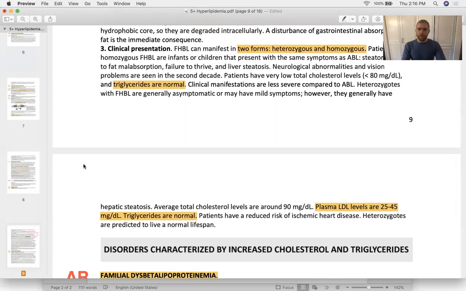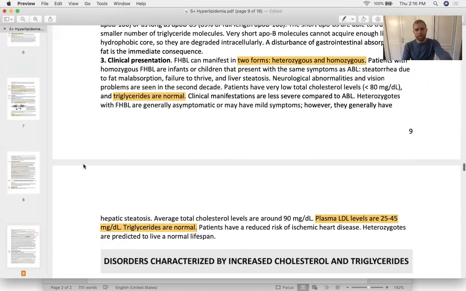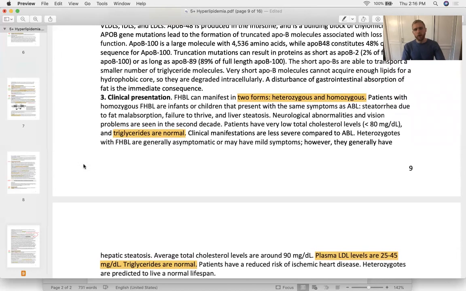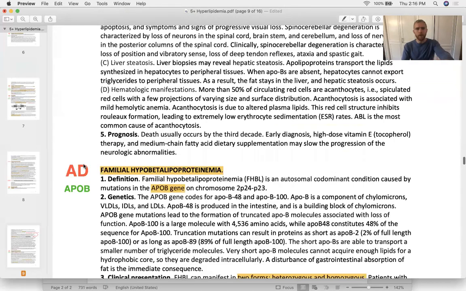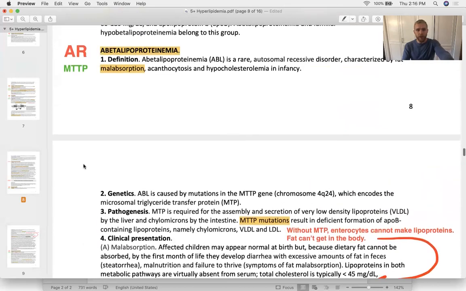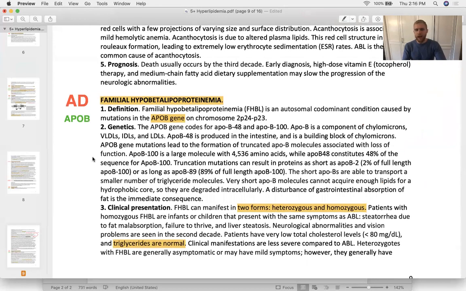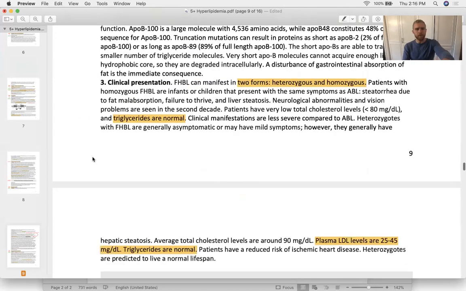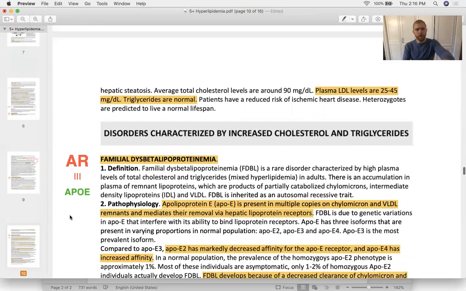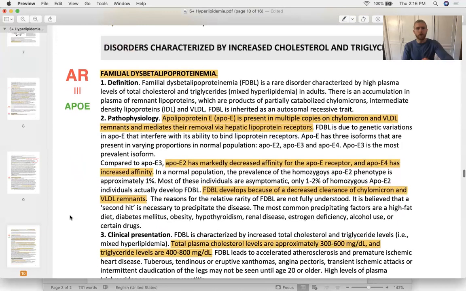What I have selected out of this is that plasma LDL is going to be pretty low. 25 to 45 is a narrow range and is quite particular to this disease. It'll show normal triglycerides and patients have a normal lifespan. So there are two disorders that have low LDL. One's abetalipoproteinemia, that's a total lack of the LDL lipoproteins due to the MTTP mutation. And then the other one is going to present later in life with less severe symptoms. Refer to the chart on page 4 for the symptoms. They're not really talked about much in these paragraphs.